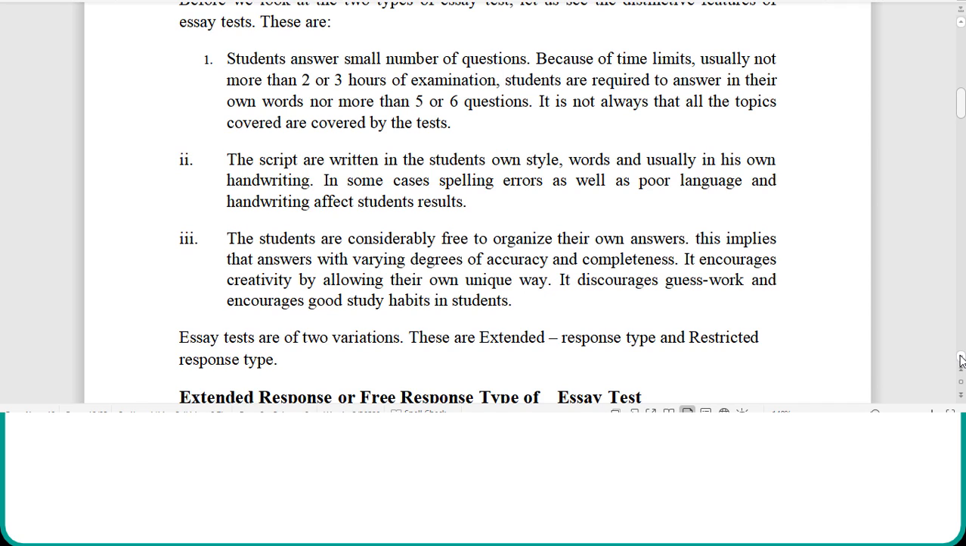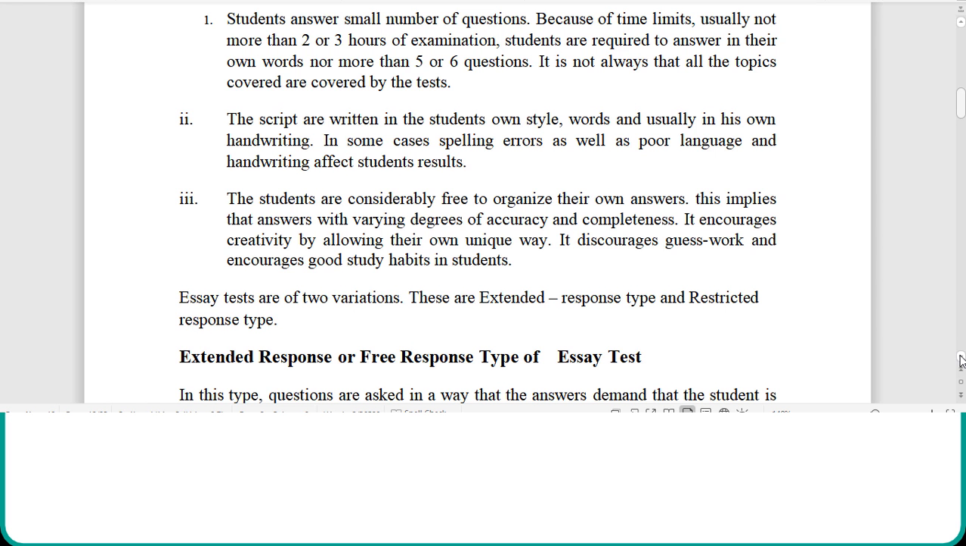It is not always that all the topics covered are covered by the essay type of the test. So only 5 to 6 questions are asked in an essay type test. The scripts are written in the student's own style, words, and usually in his own handwriting. In some cases, spelling errors as well as poor language and handwriting affect the student's result. So, other than knowledge, other factors also influence the result, and these factors include handwriting, writing style, spelling mistakes, grammar, and words.